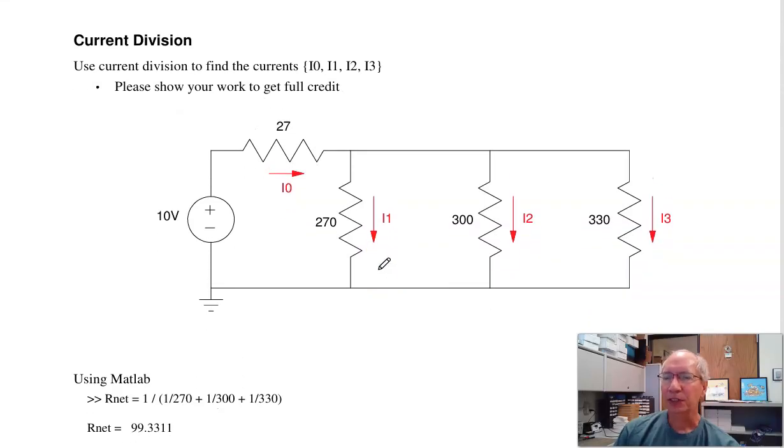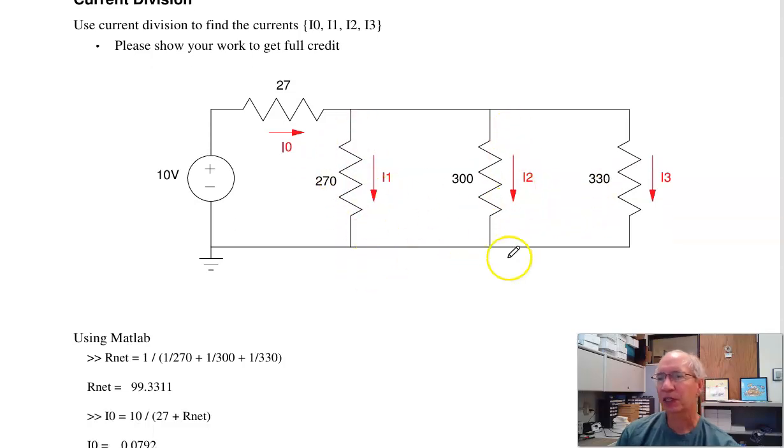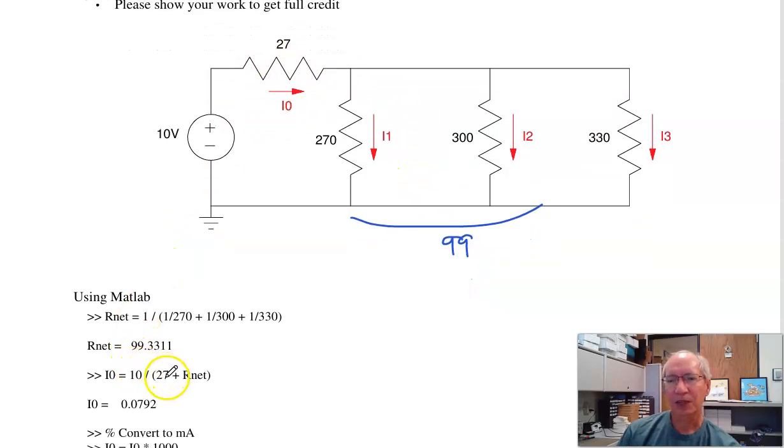Next problem is current division. Find the total current. To do that, I'll add these three resistors in parallel. That's 1 over R1 plus 1 over R2 plus 1 over R3. Take the inverse. All this together gives you 99 ohms. The total resistance then is 99 plus 27. That into 10 volts gives you 79 milliamps. So that's I0, 79 milliamps.